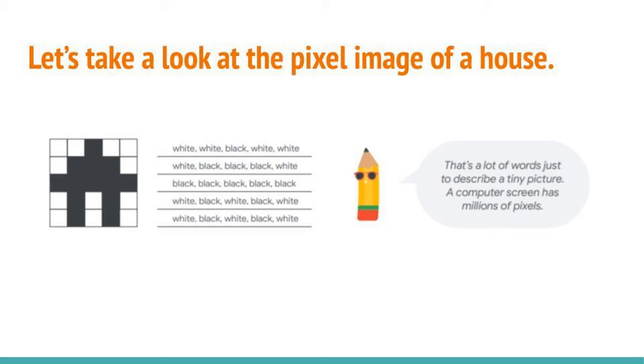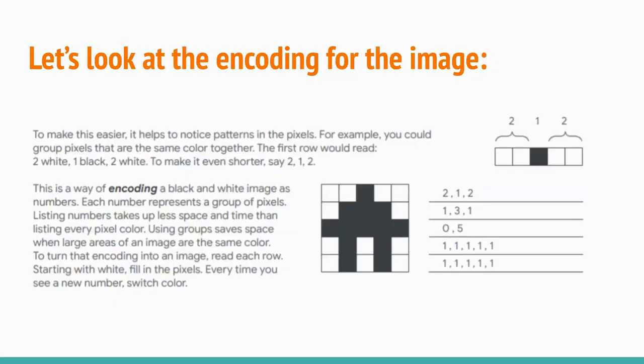However, that's a lot of words just to describe a tiny picture. We have to remember a computer screen has millions of pixels. That's a lot of data to store just to make an image on a computer. What's a way that we can compress the information to make it easier for the computer to store? Well, to make it easier, it helps to notice the patterns in the pixels. For example, we could group the pixels that are the same colors together. So for the first row, I could say that there's 2 white, 1 black, 2 white. To make it even shorter, I can just say the numbers 2, 1, 2.